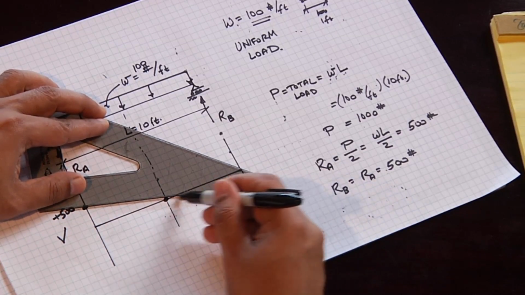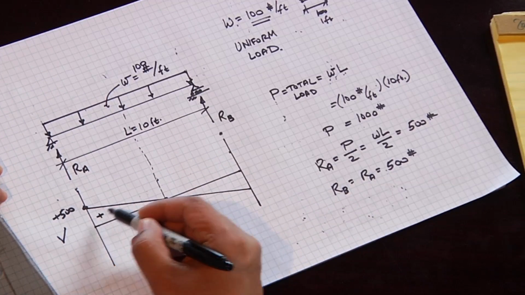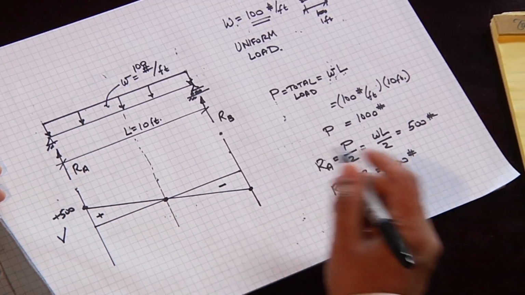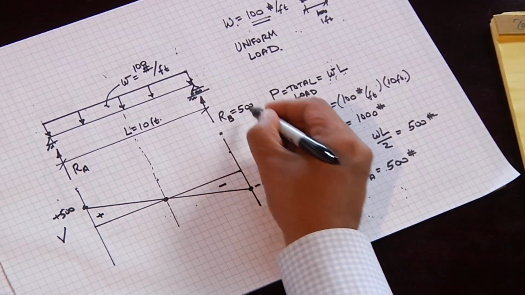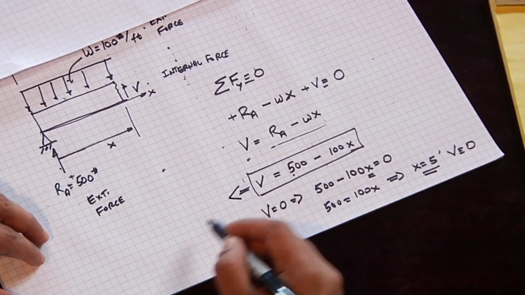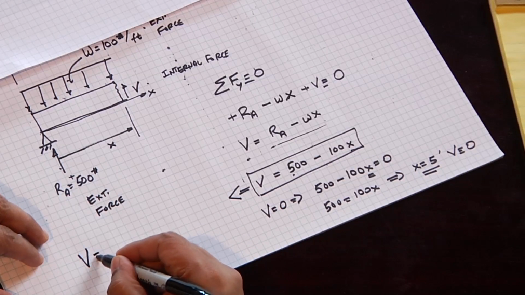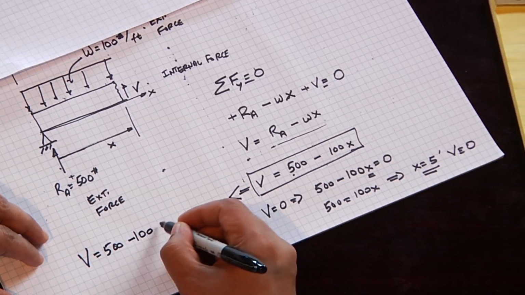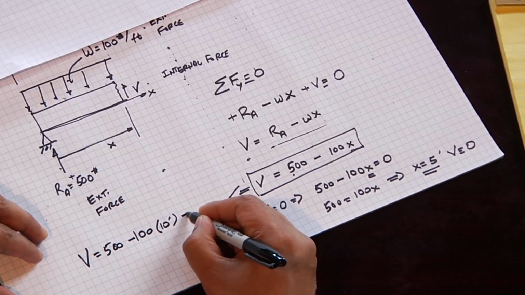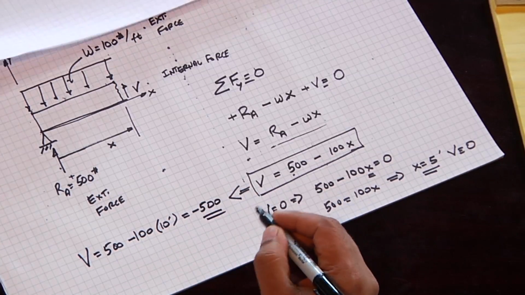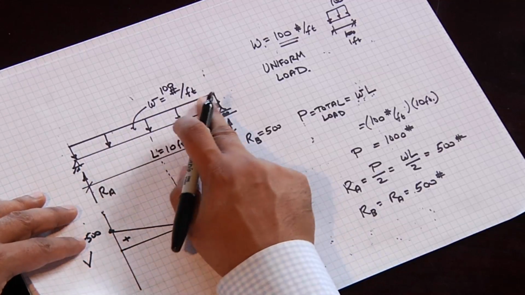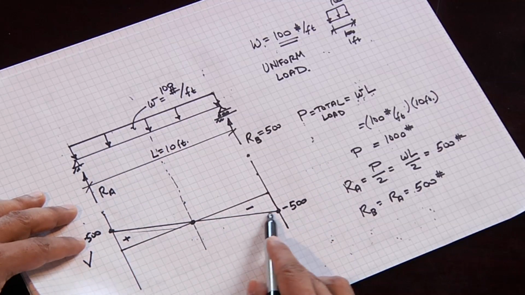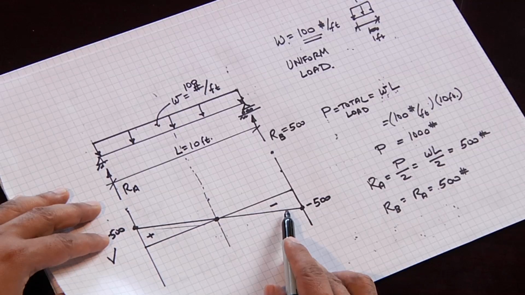So the shear diagram looks like that. This is positive shear, this is negative shear, and it ends up down here at minus 500. And the reaction here is plus 500, so it goes back up to 0. And you can see that in this equation, if you plug in V equals 500 minus 100 times X, and let's make X equal to 10 feet, it ends up at minus 500, which is exactly what the shear diagram shows. So whenever you have a uniform load, you're going to have a linear shear diagram.